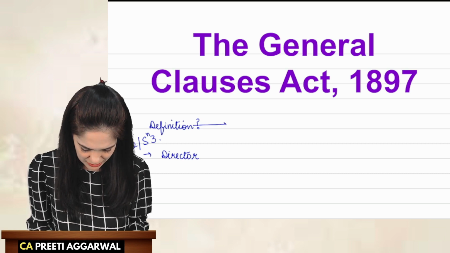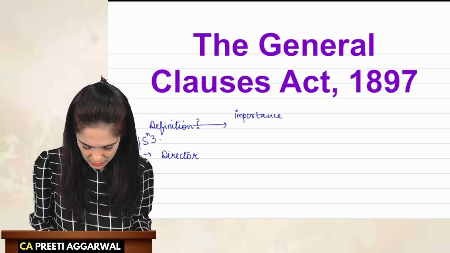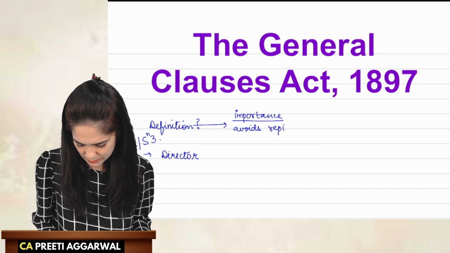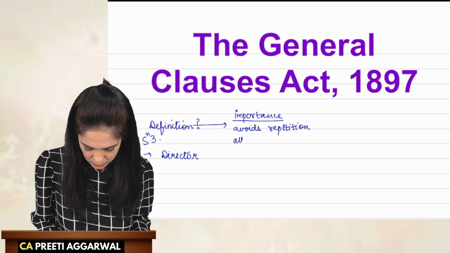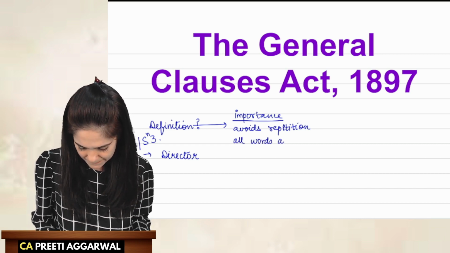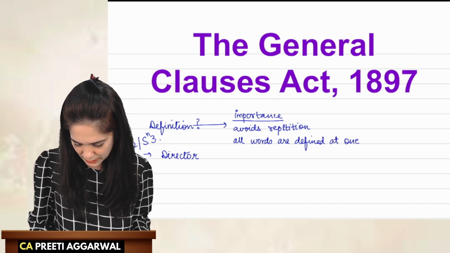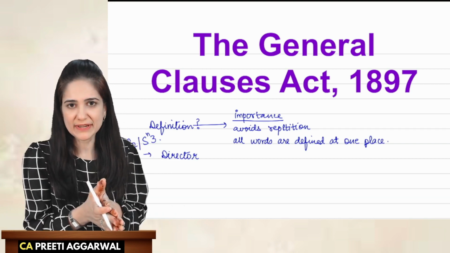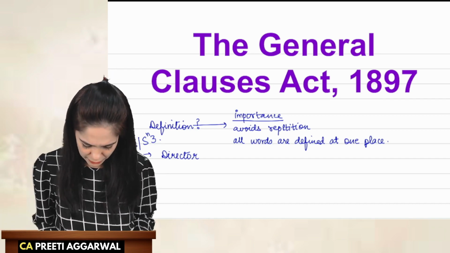So let me write the importance of a definition. The importance of defining a word is that it avoids repetition. All words are defined at one place. And it also brings about uniformity. When a word is defined, wherever you read it in the act, it will have the same meaning. So it brings about a lot of uniformity.